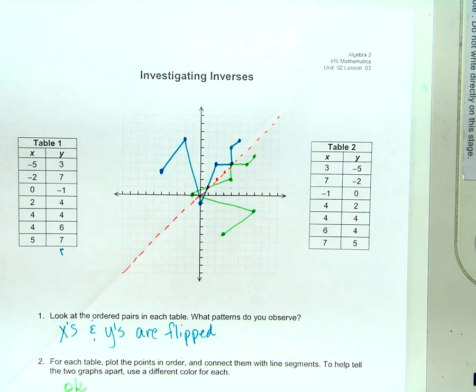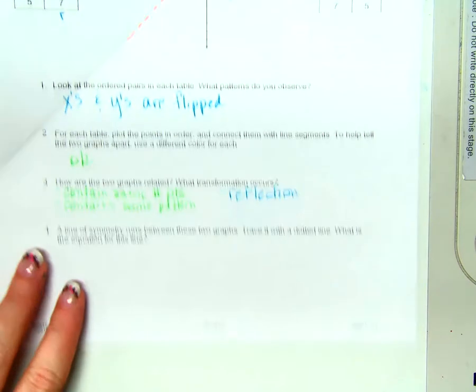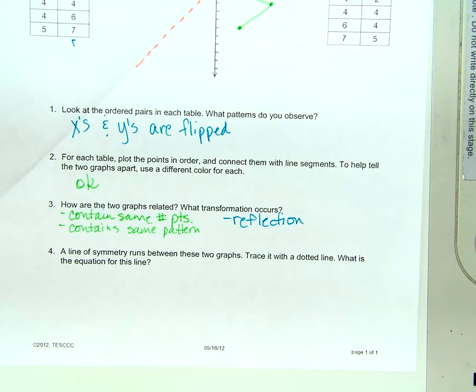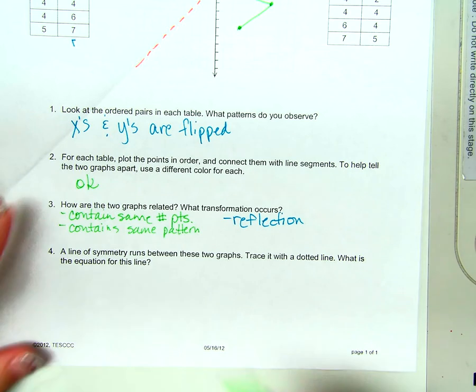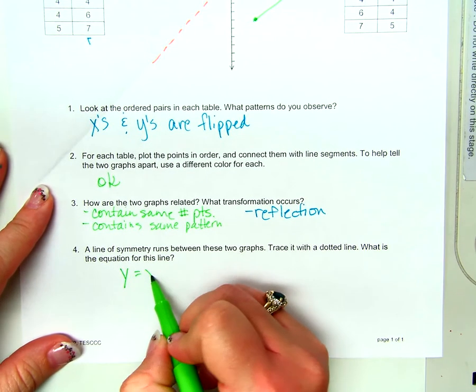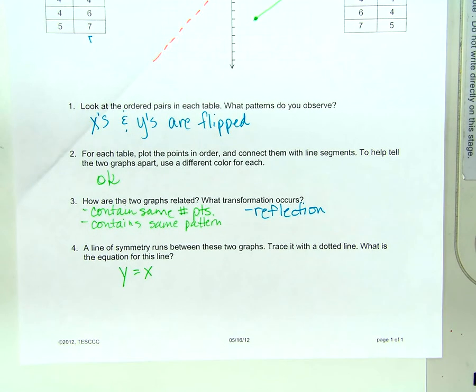Okay? Yes. So let's go ahead and fill in number 4, please. What is the equation for this line? Y is X. We already figured that out, right? But let's go ahead and write it down so we have it written down. Okay? Questions?